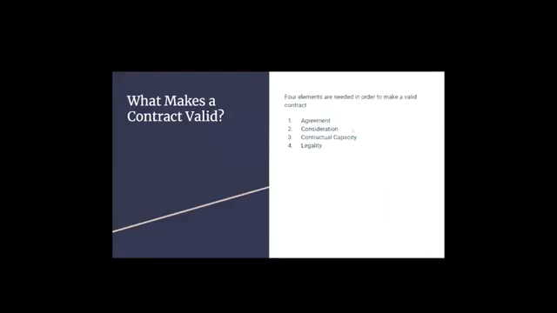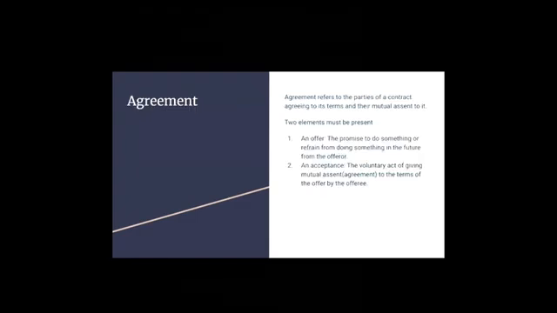So we'll start off by asking, what makes a contract valid? Four elements are needed in order to make a valid contract. These include agreement, consideration, contractual capacity, and legality. The first being agreement. Agreement refers to the parties of a contract agreeing to its terms and their mutual assent to it. Two elements must be present in an agreement.